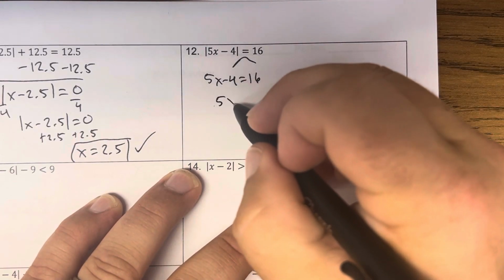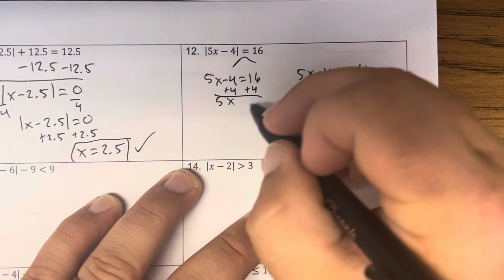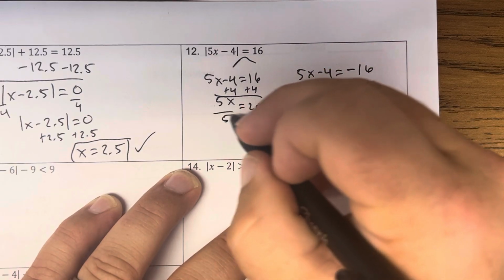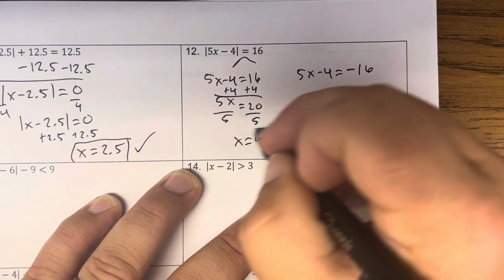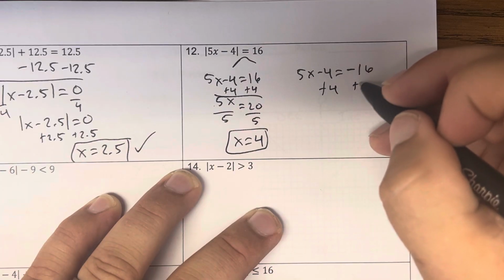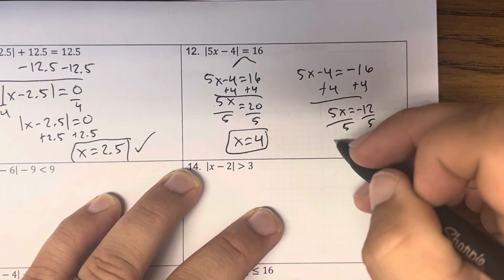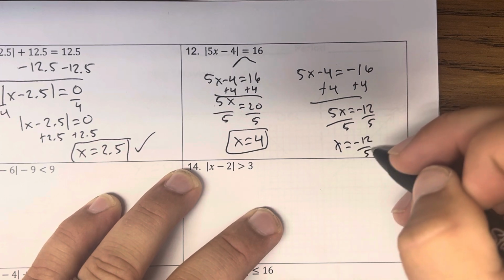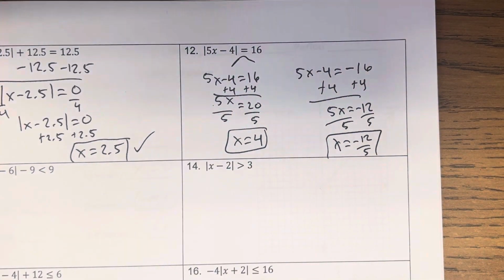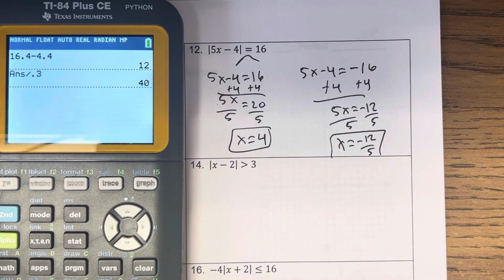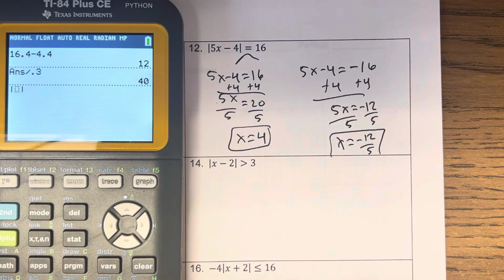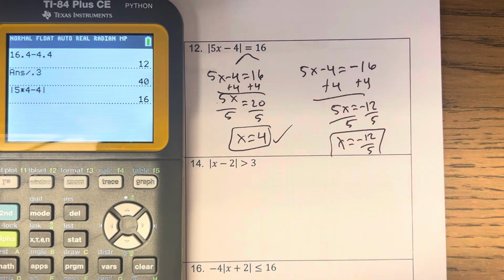We'll add 4 over and divide by 5. We'll add 4 over, divide by 5, and then we can check it. So in our calculator, math, over 5 times 4 minus 4, 16, check.